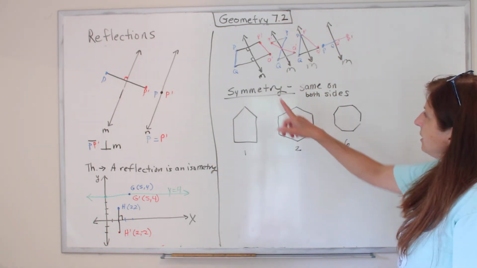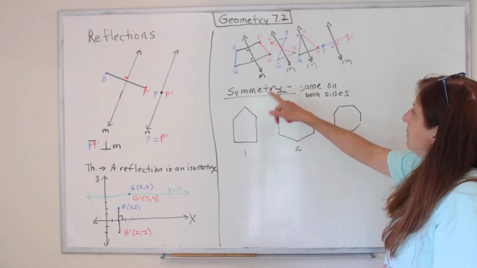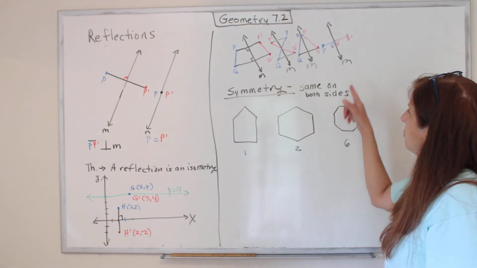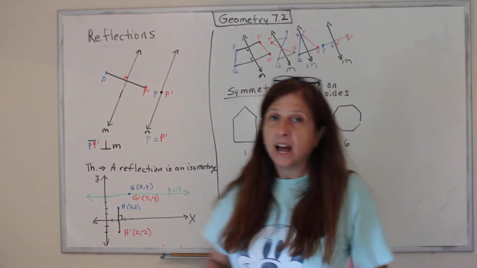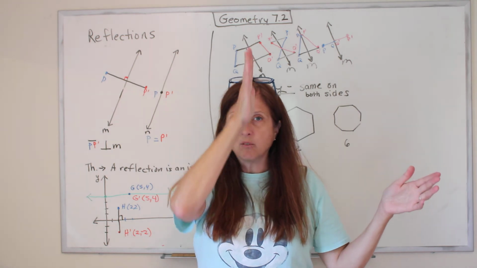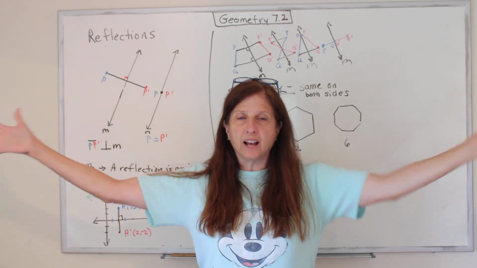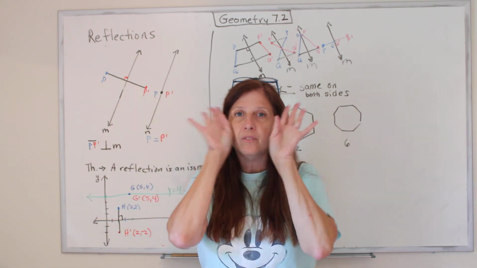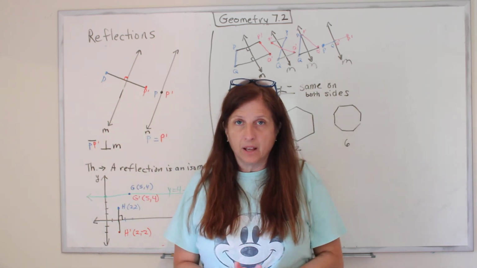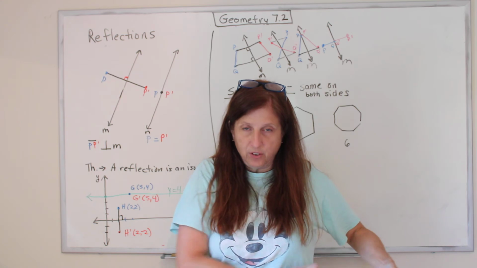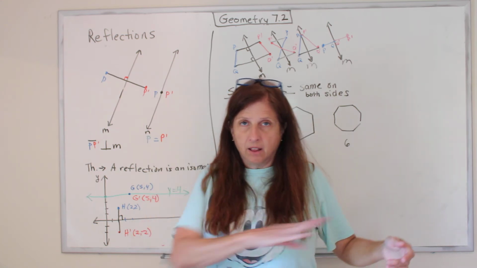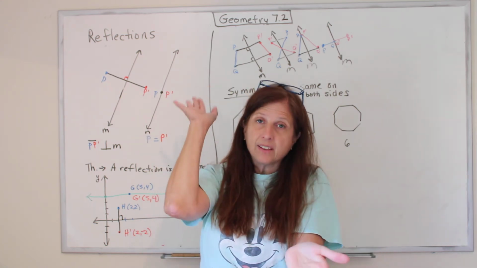All right, so symmetry means you're dividing a shape where it's the same on both sides. I am symmetrical. I have one line where you could cut right down the middle and the two sides would fold in on top of each other and be the same. So I have one line of symmetry. If you cut me this way, then the two sides are not the same.